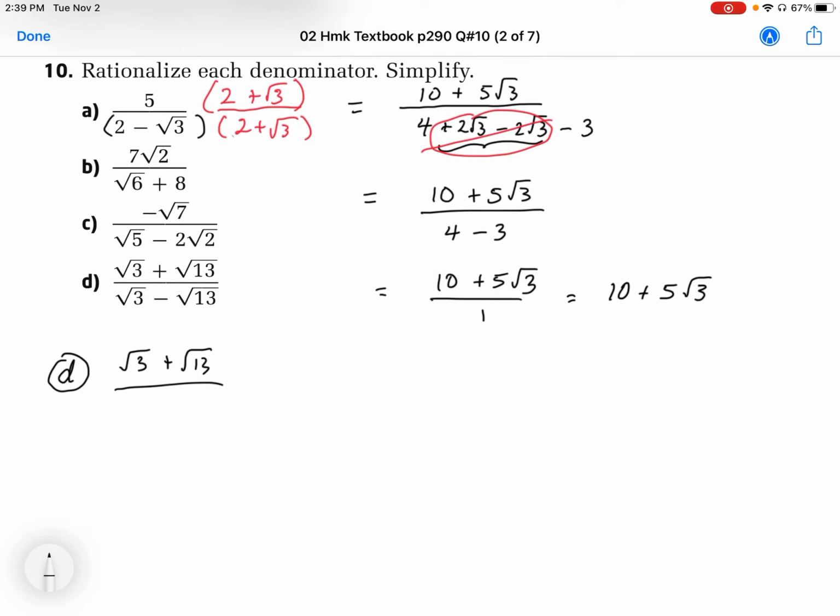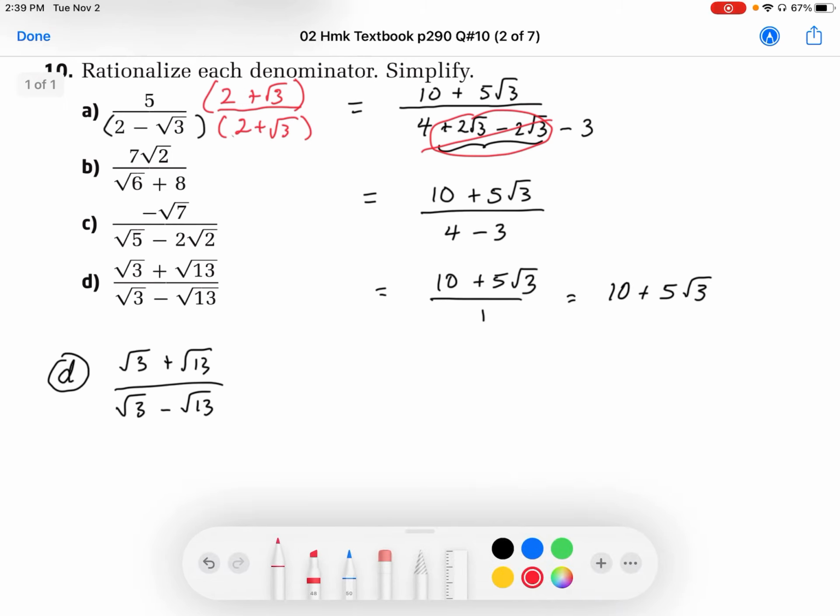So I start with 3 plus root 3 divided by 3 minus root 13. And I'm going to use a conjugate pair of 3 plus root 13 in the denominator. So the conjugate pair has to be based on what's in the denominator. So I'm going to multiply by that, and then I'm going to end up multiplying the numerator by that same factor. Otherwise, we change the value of that fraction.